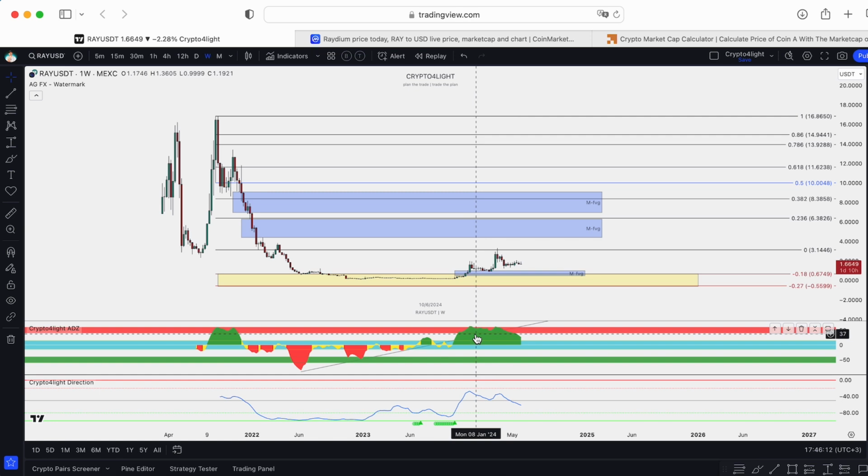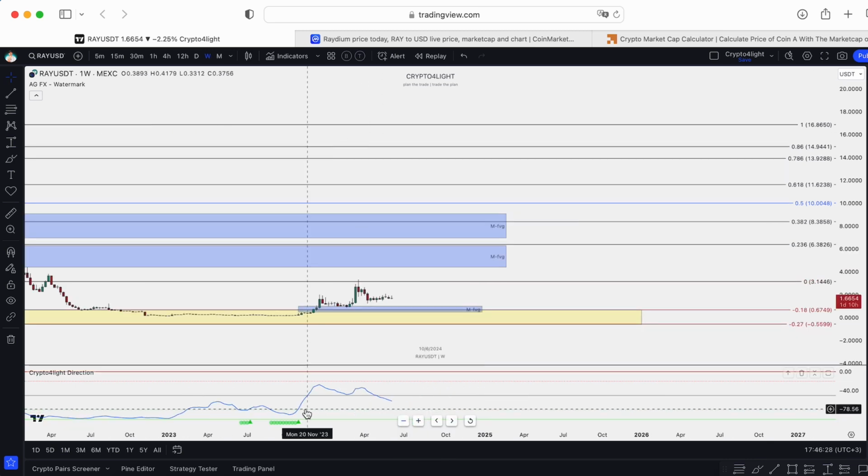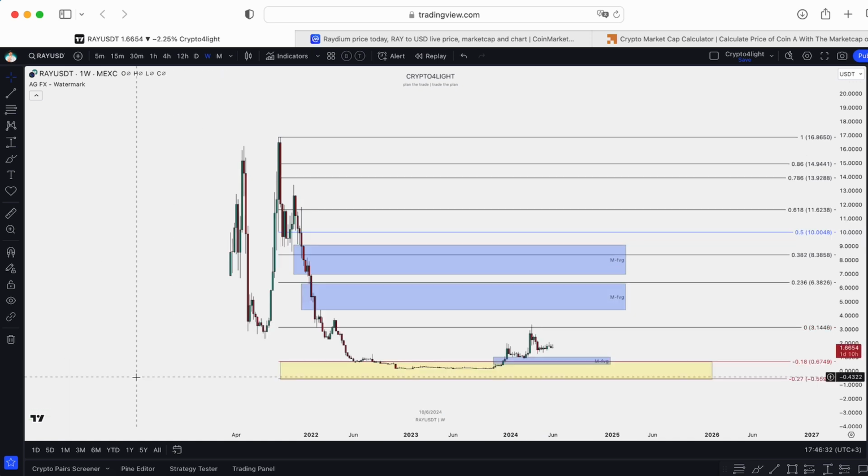Now it's distribution. So this was a distribution, this is distribution. You can just open the chart and compare the previous cycles and how it played out in history, so you understand the logic of the price movement and the logic of these indicators. So this is ADZ on a weekly. Accumulation signals were here, in this time period. Now, no accumulation, but no distribution.